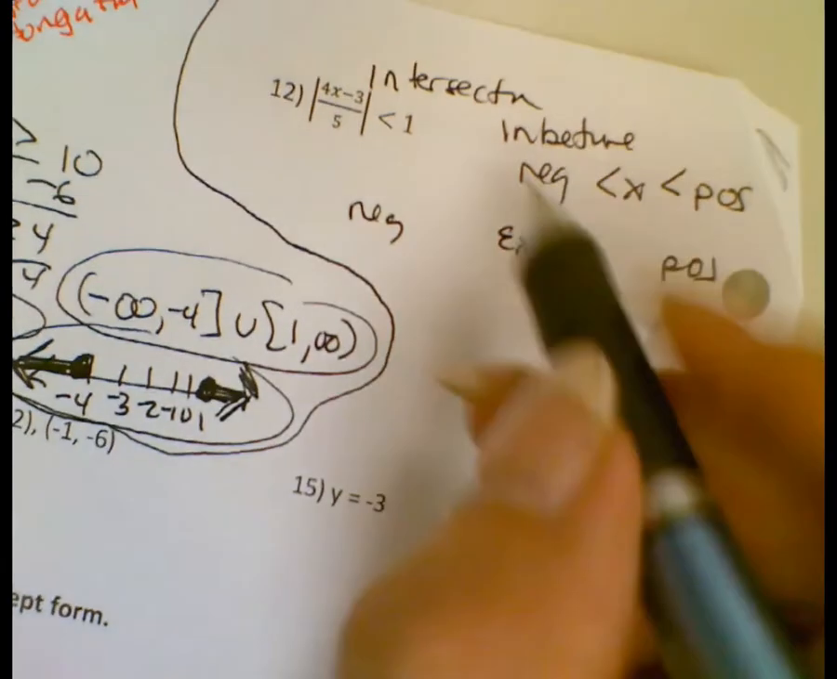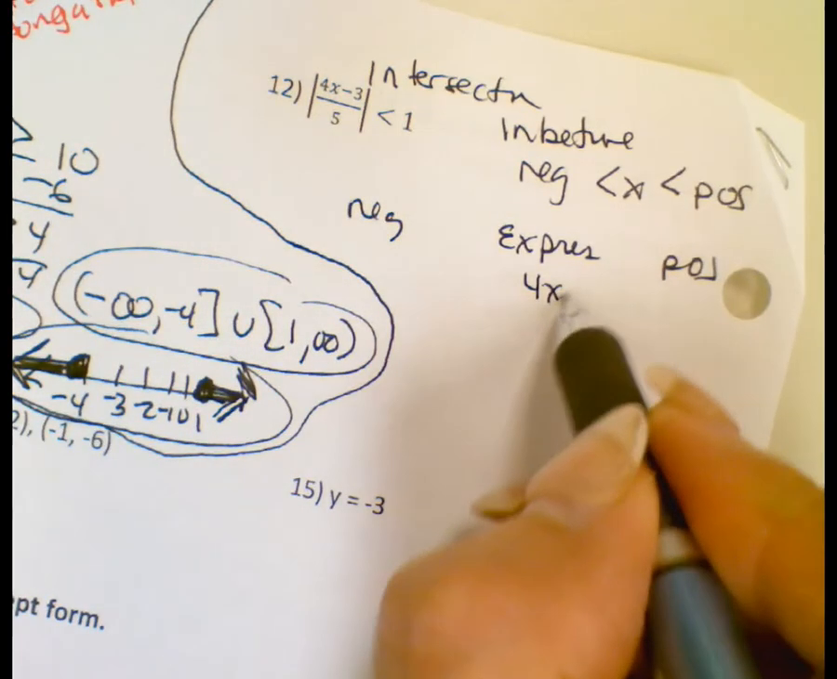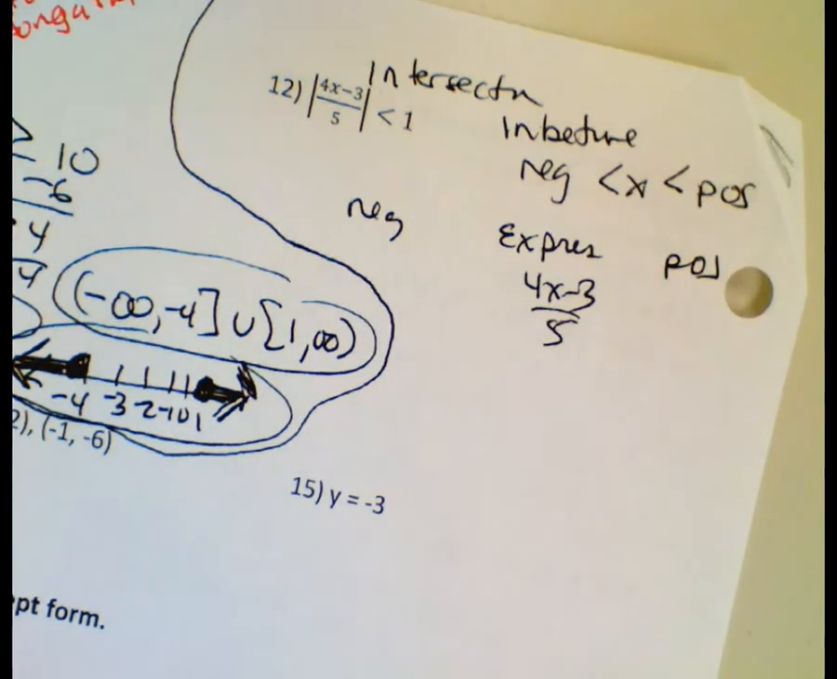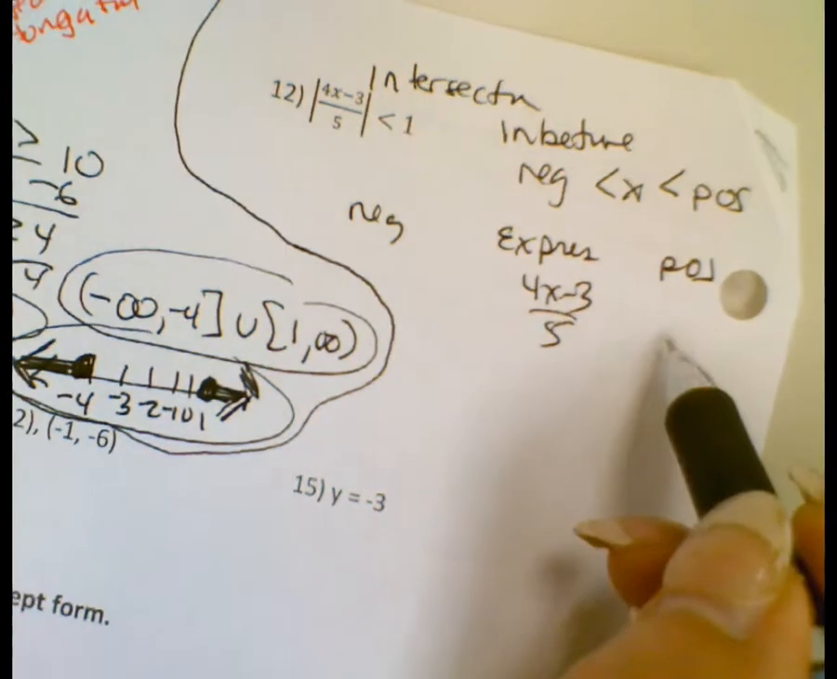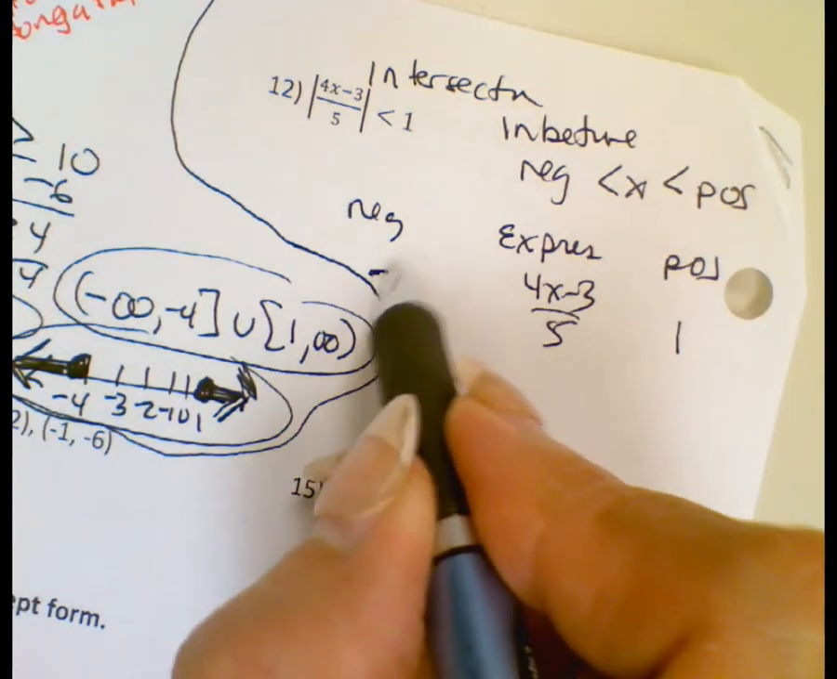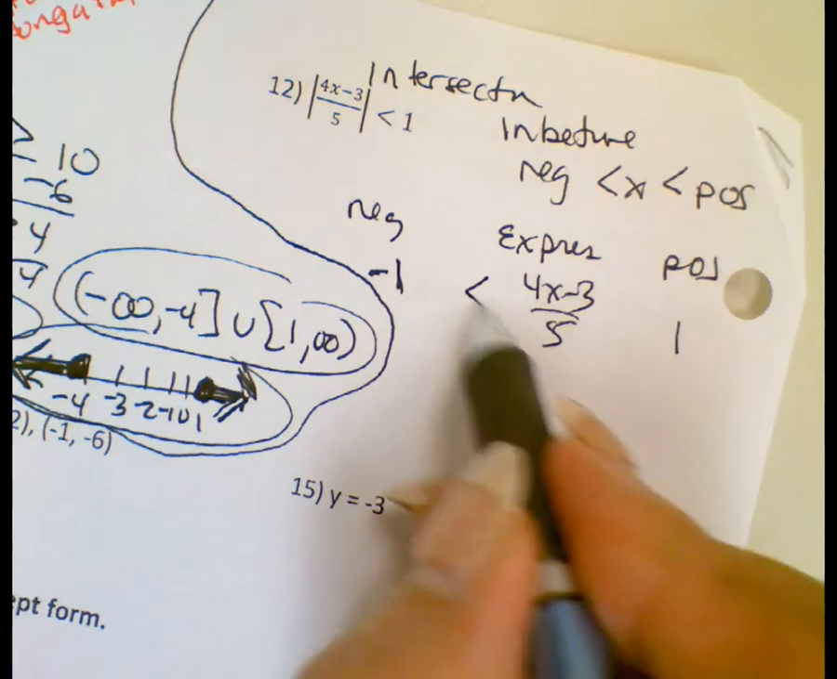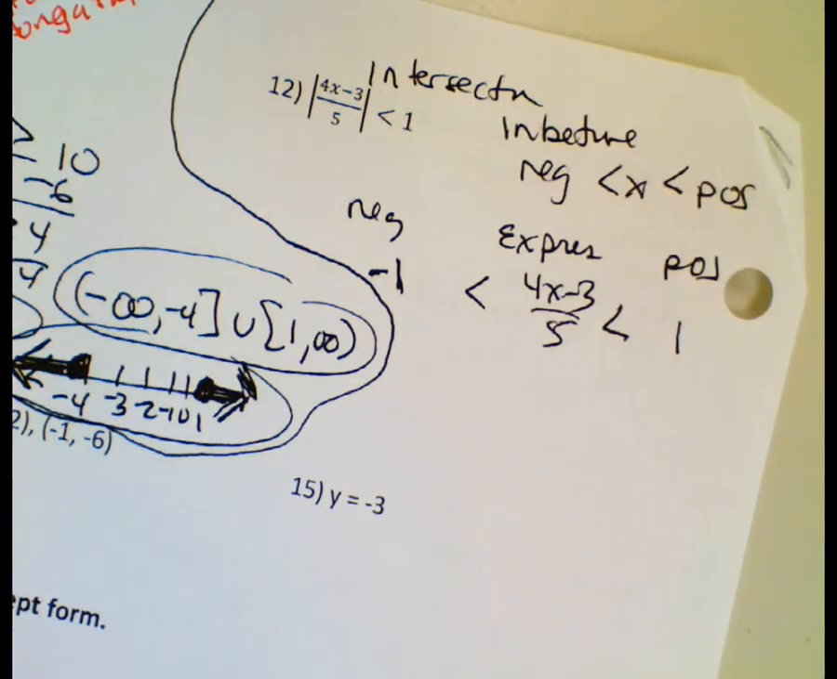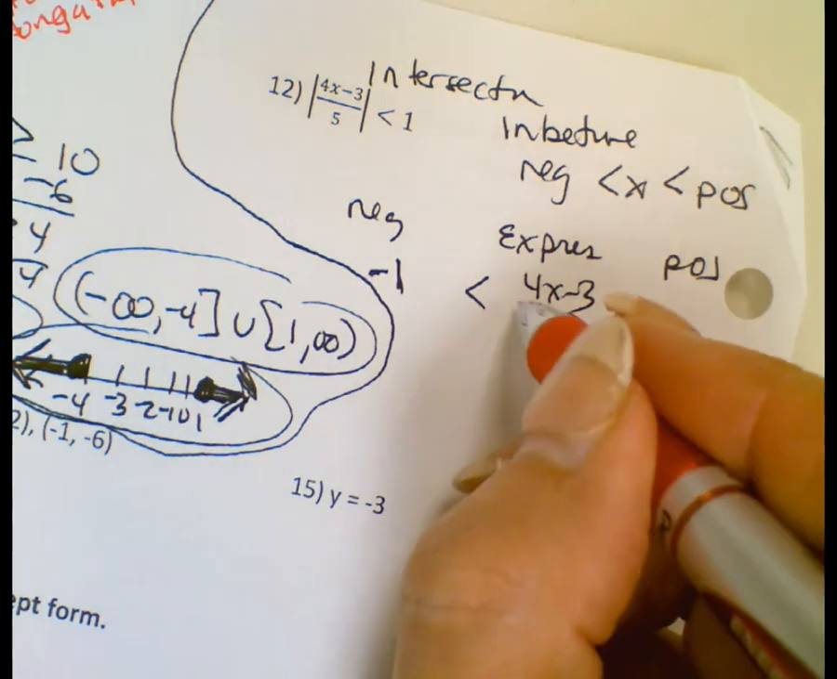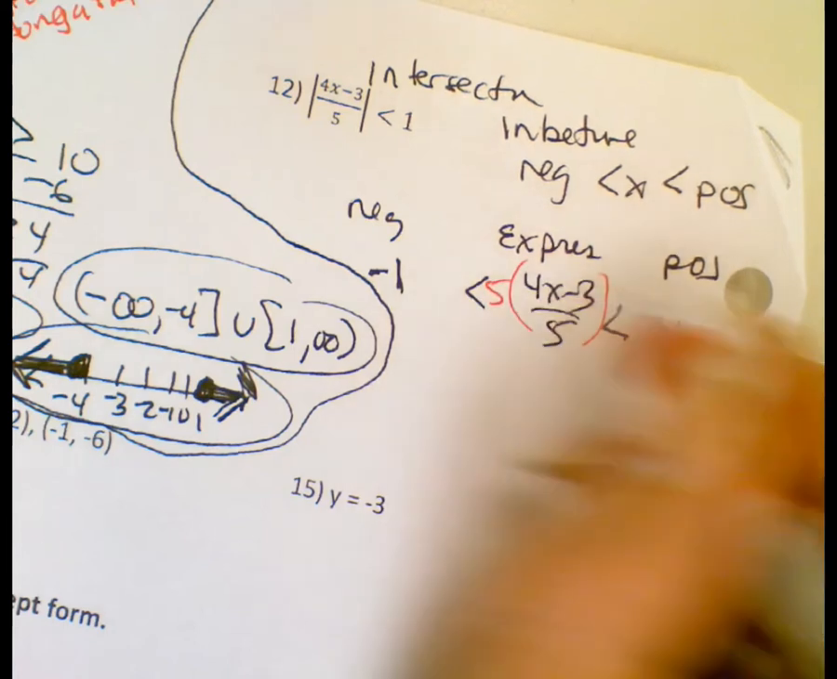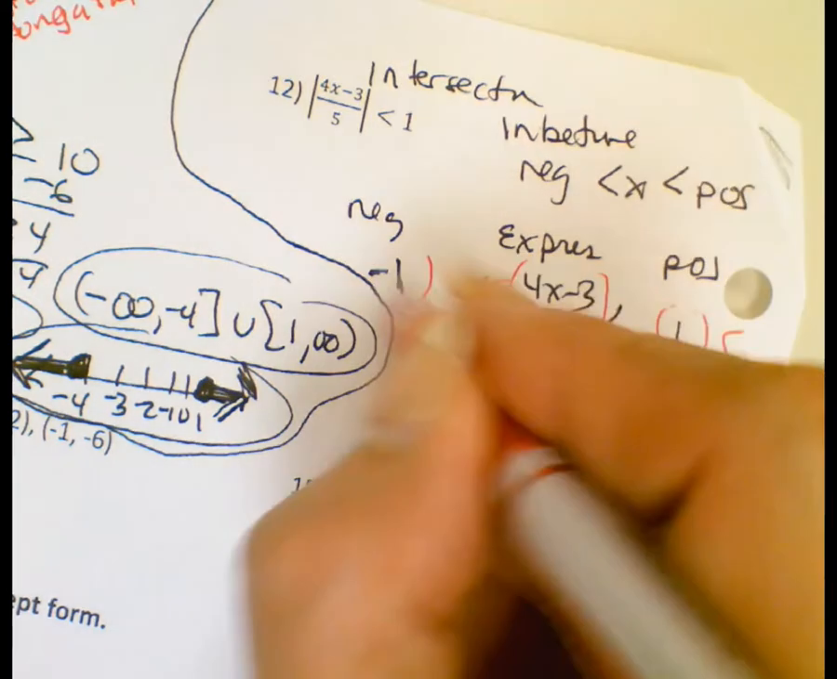When I say expression, I mean the 4x minus 3 over 5. That's your expression in the bars. Positive 1, negative 1, and both inequalities should point to the negative. Now we're solving for x out of the middle. How do I get rid of that division of 5? Hopefully you're saying multiply by 5, so we're multiplying everything by 5.